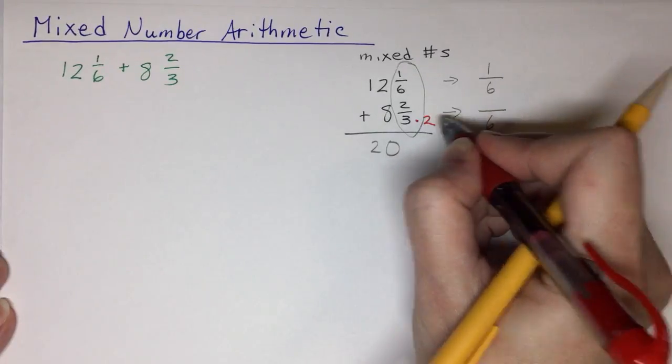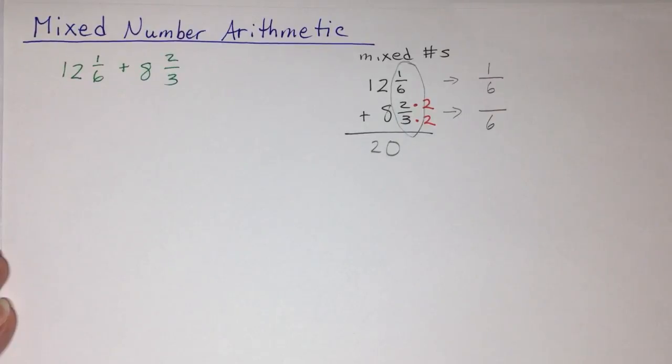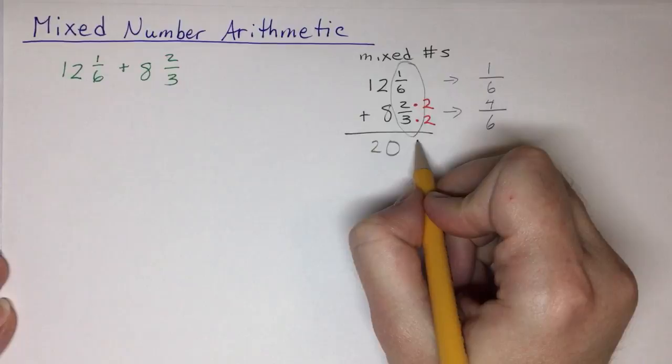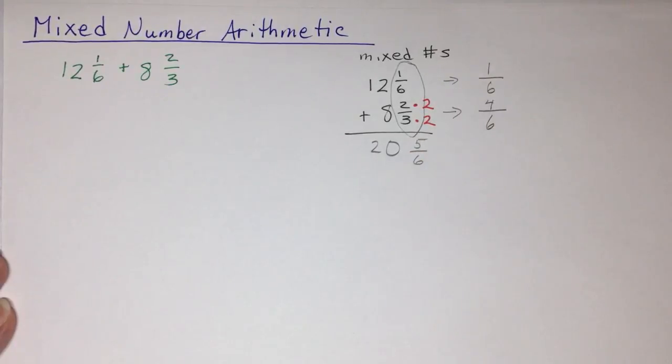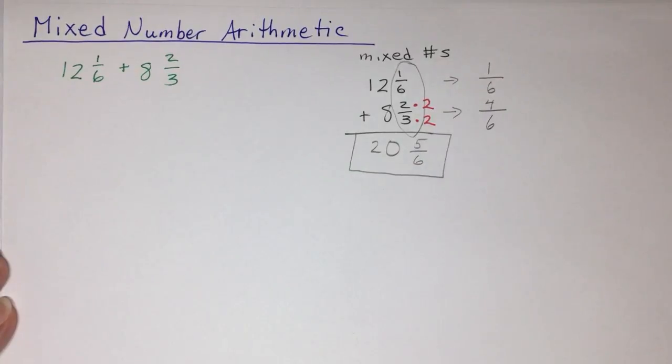To get the 3 to the 6, I need to multiply by a 2. To avoid changing the fraction, I need to multiply the numerator by 2. So I have 1/6 plus 4/6. That is 5/6. And so this one, not very hard, 20 and 5/6.